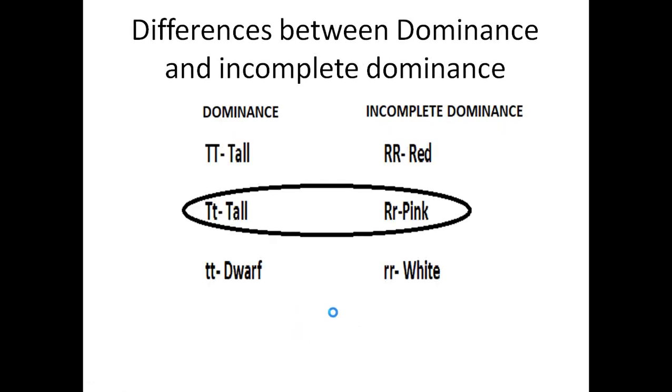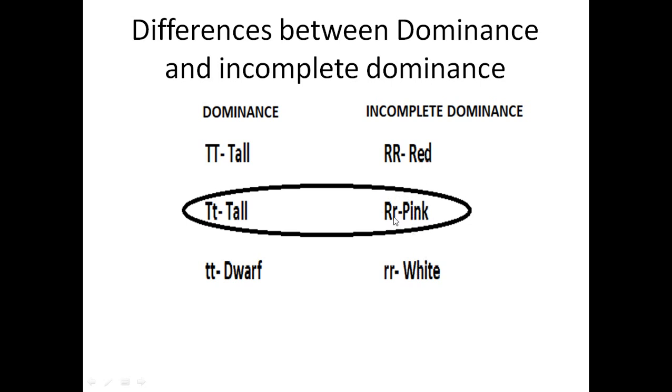Here you can see the difference between dominance and incomplete dominance. In dominance, in heterozygous condition, the dominant trait is produced. So tall is the dominant character with respect to height, and it is expressed in heterozygous condition. But in incomplete dominance, in heterozygous condition, pink colored flowers are produced, that is intermediate between red and white.